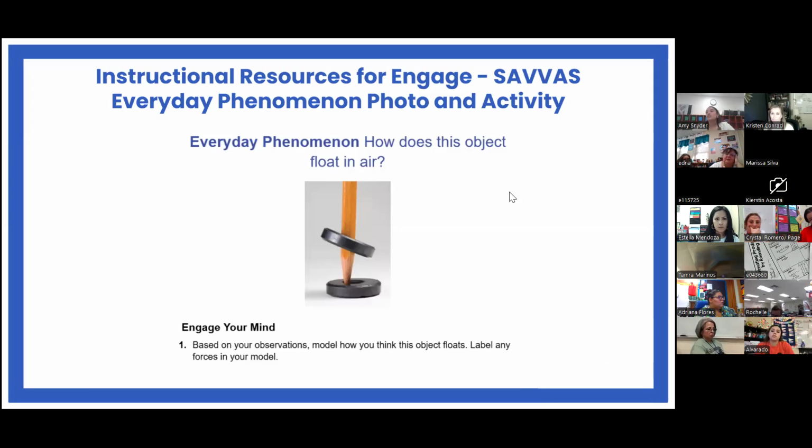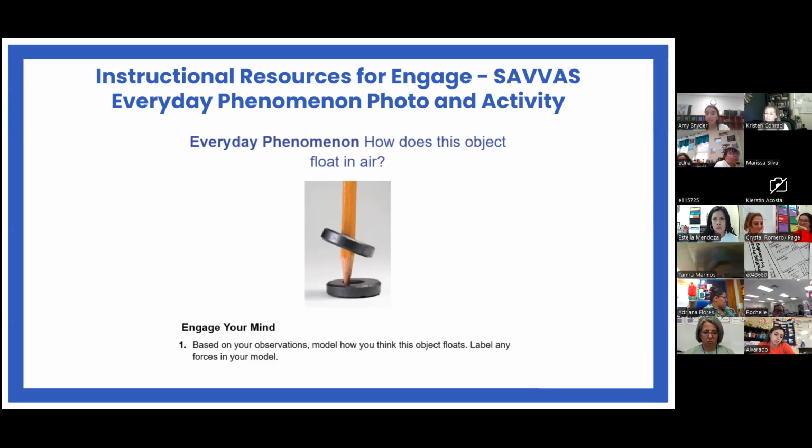Okay, so starting off with our engage. If you can turn to page 95 in your student consumable, in volume 1 of the student consumable workbook. This is called the Everyday Phenomenon Photo and Activity. Within Savas, their resources are broken into the 5E framework, and a lot of their resources correspond to each part. For example, this would be our engage. This is how you would introduce the learning target, with this phenomena.